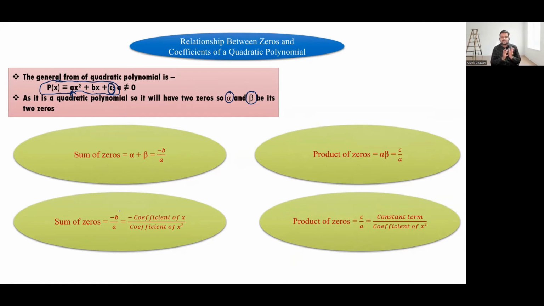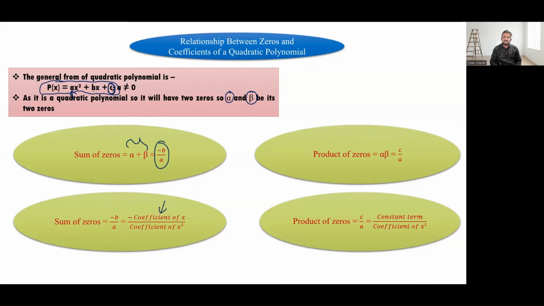So what is the sum of zeros for a quadratic polynomial? Suppose our two zeros are alpha and beta, then what is their sum equal to? It is equal to minus b upon a. And what are b and a? B is the coefficient of x, and a is the coefficient of x square. Similarly, what is the product of zeros? It is equal to c upon a. What is c? C is our constant term, and a is the coefficient of x square.